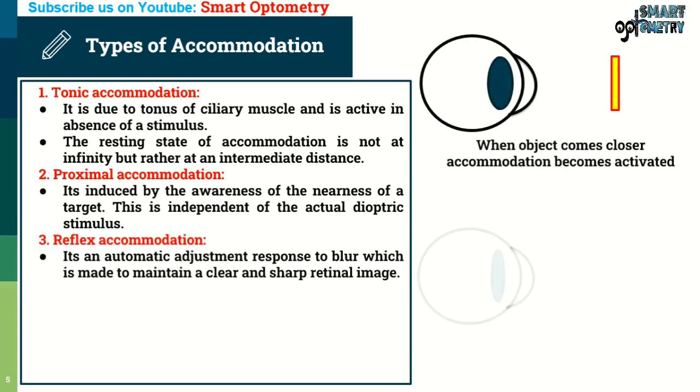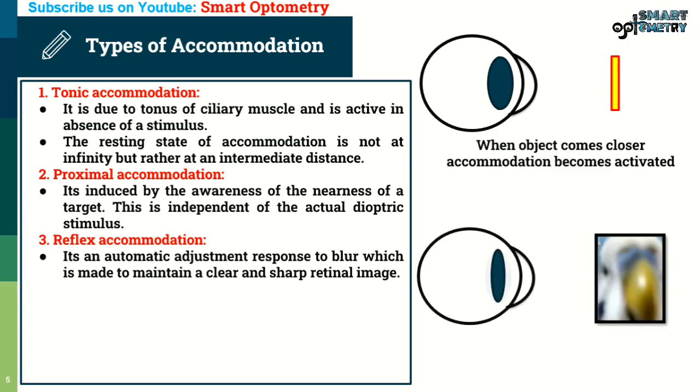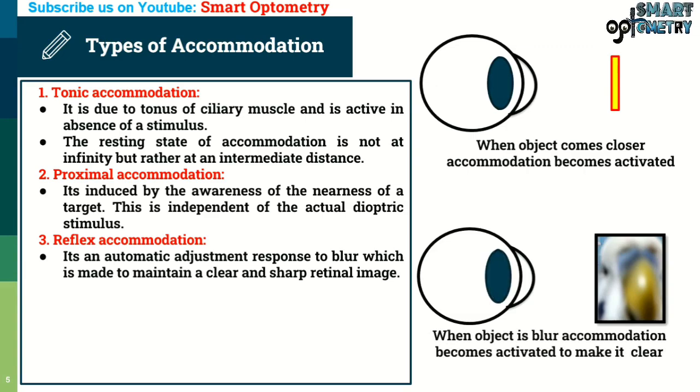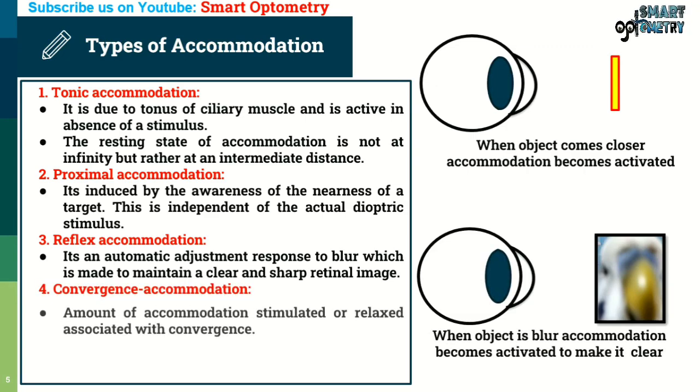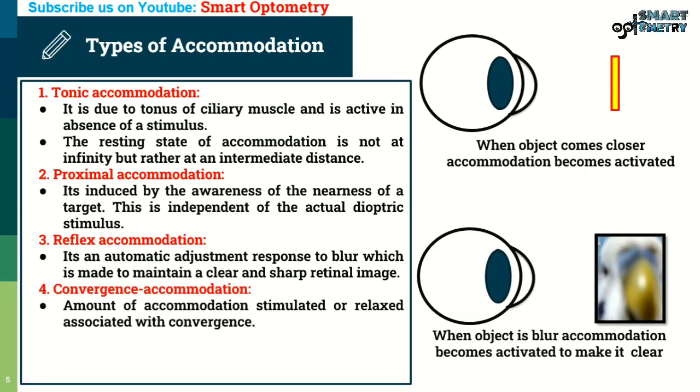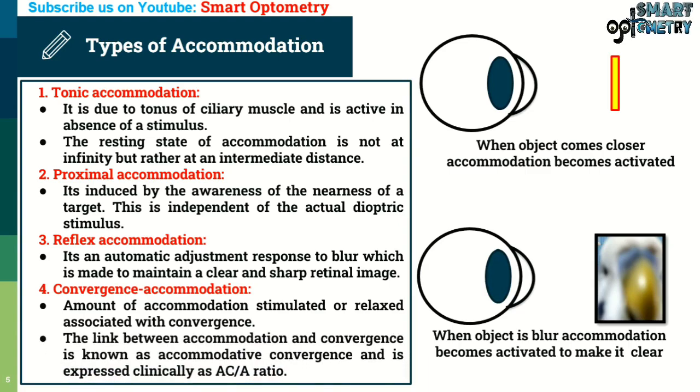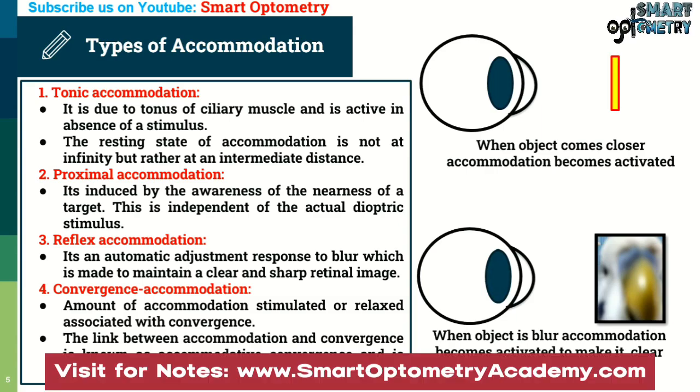3. Reflex accommodation. It's an automatic adjustment response to blur which is made to maintain a clear and sharp retinal image. 4. Convergence accommodation. Amount of accommodation stimulated or relaxed associated with convergence. The link between accommodation and convergence is known as accommodative convergence and is expressed clinically as the AC by A ratio.